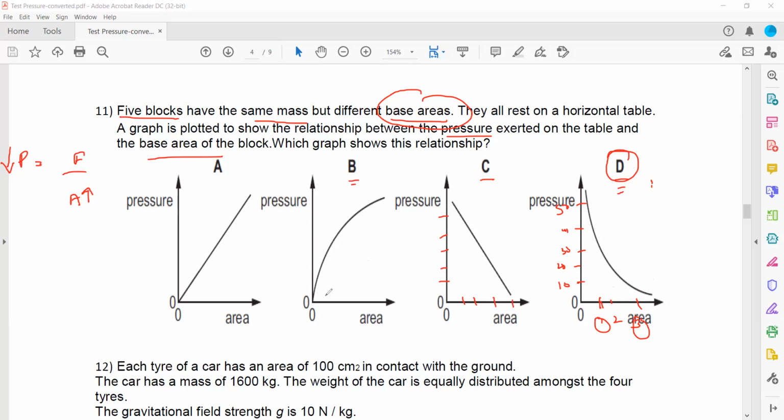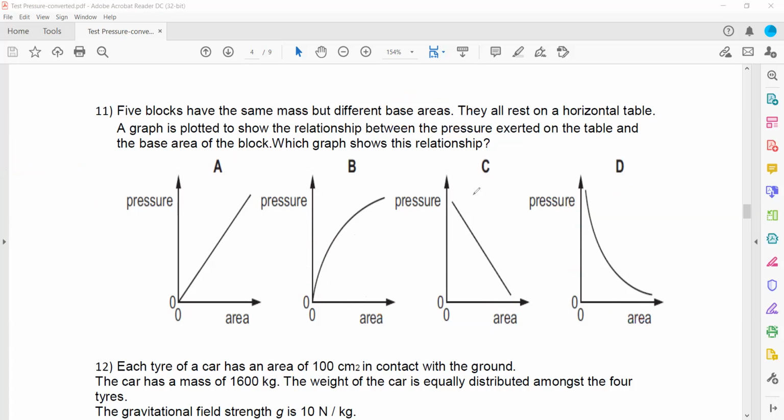Why B is not the answer? You can see, area is increasing, pressure is also increasing. 1, 2, 3, 4, this is 10, 20, 30, 40, and so on. So when area is 1, pressure is 10. Area is 2, pressure is 20. Area is 3, pressure is 30. So pressure is always increasing in A and B. In C and D it is decreasing, but because area and pressure are inversely proportional, it will always be a curve. A graph between them is always a curve if the force is kept constant.